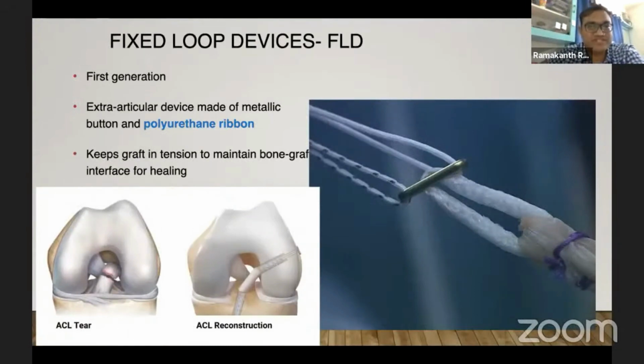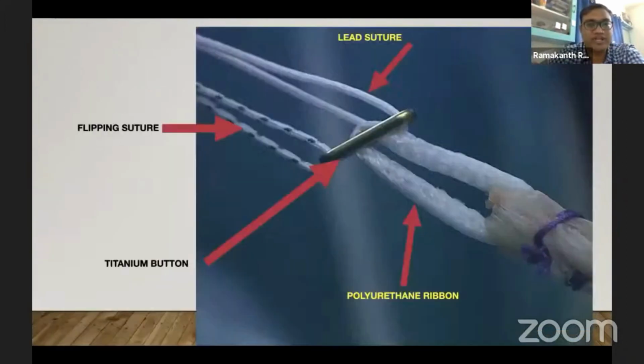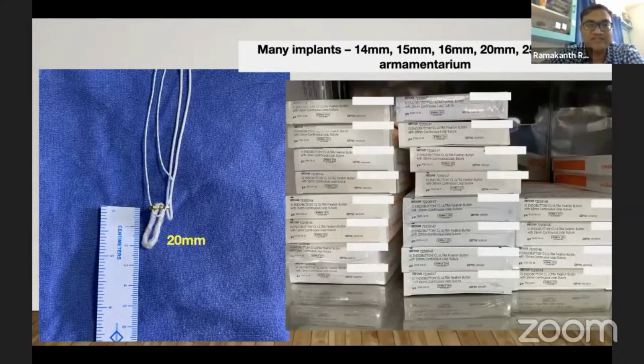So the fixed loop device is a first generation suspensory fixation. It's an extra articular device made of a metallic button and polyurethane ribbon. It keeps the graft in tension to maintain the bone to graft interface for healing. The fixed loop device contains a titanium metallic button, a lead suture, the stronger suture by which the button is pulled up, then the flipping suture, and the polyurethane ribbon which encloses the graft within it.